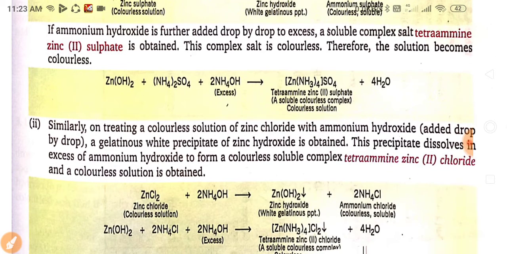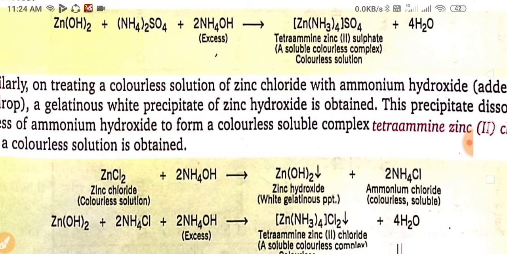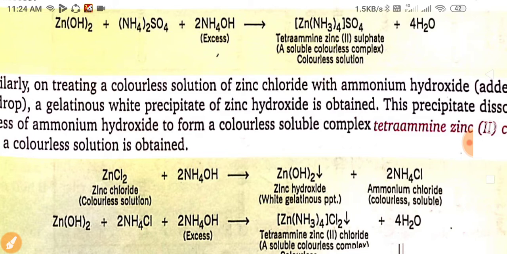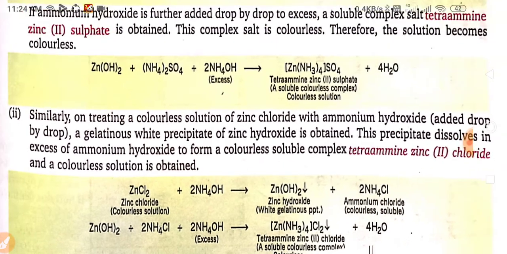Similarly, on treating a colorless solution of zinc chloride with ammonium hydroxide added drop by drop, a gelatinous white precipitate of zinc hydroxide is obtained. This precipitate dissolves in excess of ammonium hydroxide to form a colorless soluble complex, tetraamine zinc chloride, and a colorless solution is obtained. So you can see zinc chloride reacts with ammonium hydroxide and forms zinc hydroxide, a white gelatinous precipitate, and when zinc hydroxide reacts with excess ammonium hydroxide, it forms tetraamine zinc chloride. So this is the reaction of zinc chloride with ammonium hydroxide.